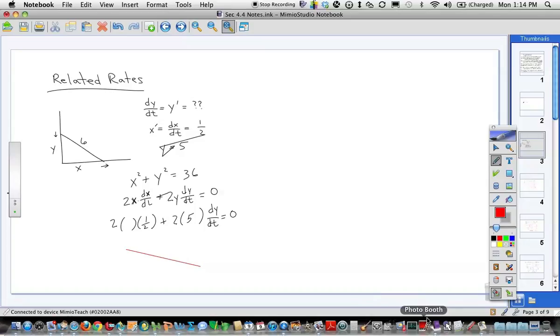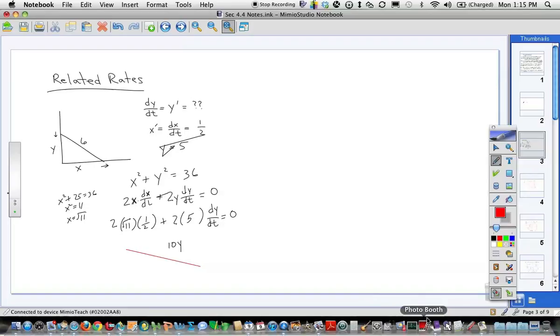So we can just come to this equation and we can go x squared plus 25 equals 36. X squared equals 11. X, of course, could be negative, so x will be square root of 11. So get your calculators handy. There we go. We've got everything we need to find dy/dt, or y prime.